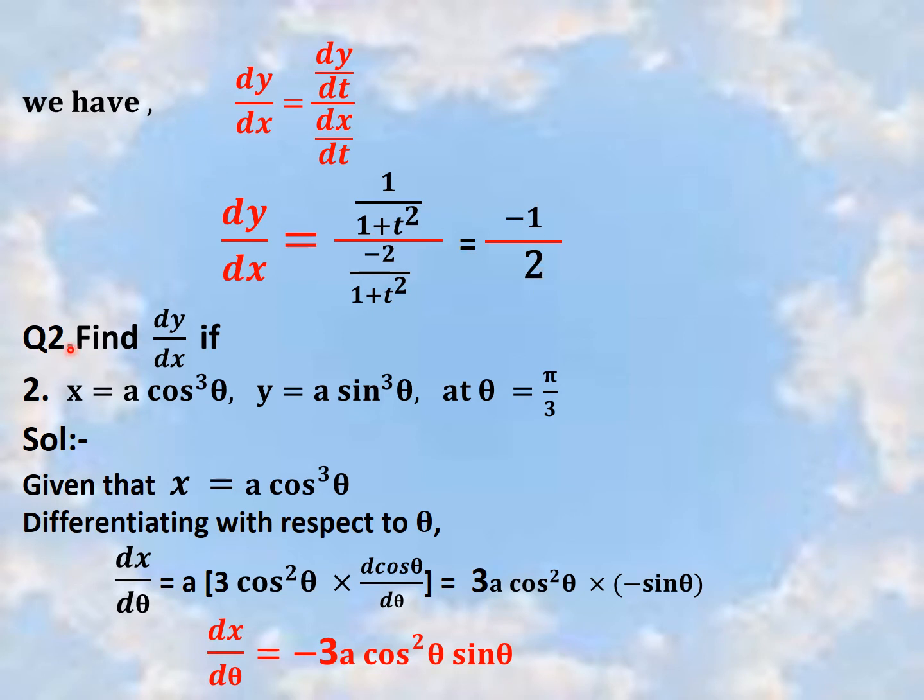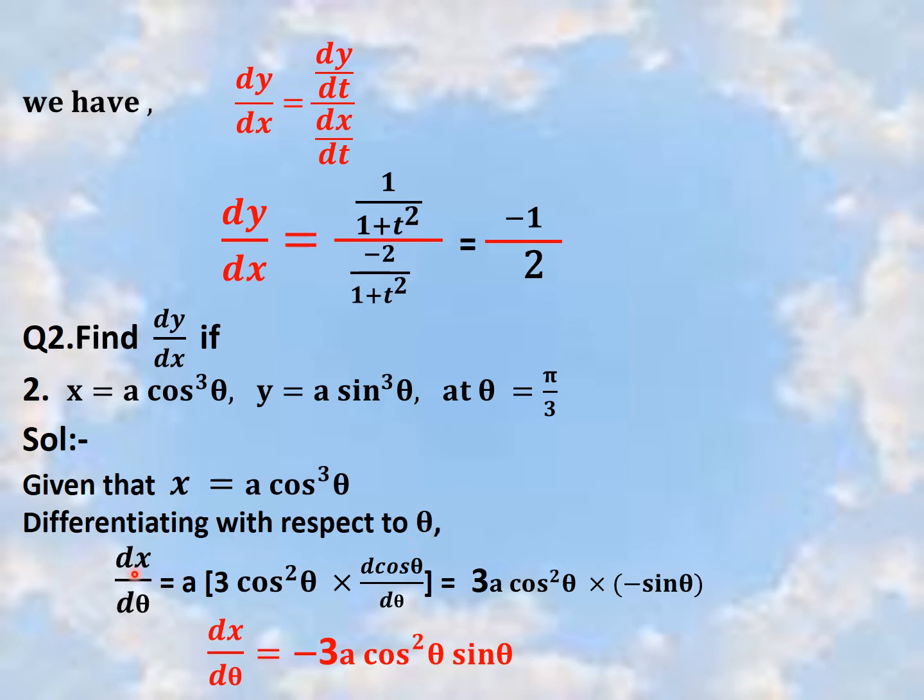Question number 2, second question. Find dy by dx if x is equal to a cos cube theta and y is equal to a sin cube theta at theta is equal to pi upon 3. At some particular value for theta, we need to find the derivative. So here x is equal to a cos cube theta. Now we can differentiate this directly with respect to theta.